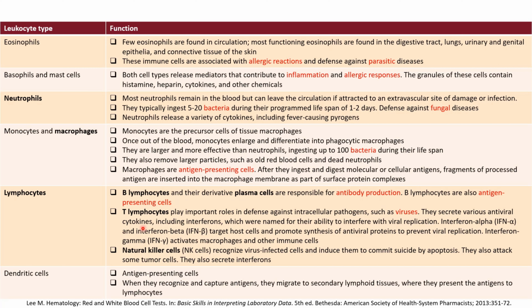important types of T lymphocytes. They are not only important in developing long-lasting memory to bacterial infections, but they also have an important role in fighting viral infections. We have natural killer cells, and lastly, we have dendritic cells that are also antigen-presenting cells. Please pause this video and review the function of each of these leukocyte types.